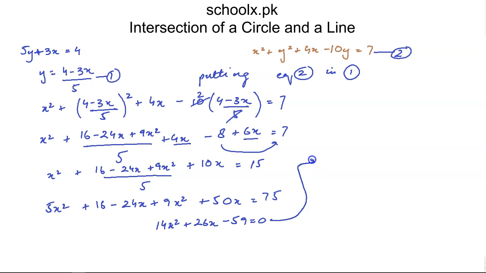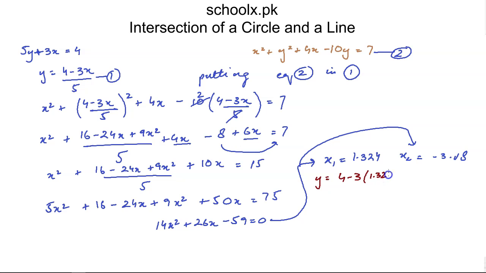Upon solving this using the quadratic formula, I get two values of x. One is, let's say, x1 equals 1.324, and the other one is x2 equals negative 3.18. Now for x1, which is 1.324, the value of y is 4 minus 3 times 1.324 over 5, which is why I'm using this expression for finding the value of y.